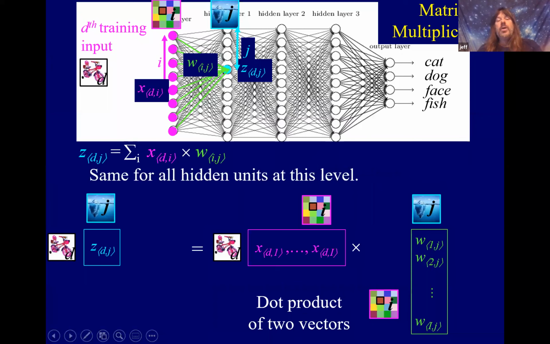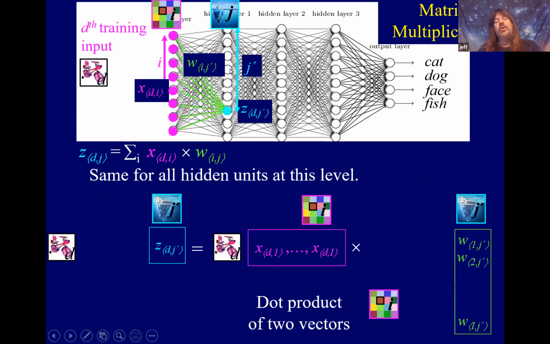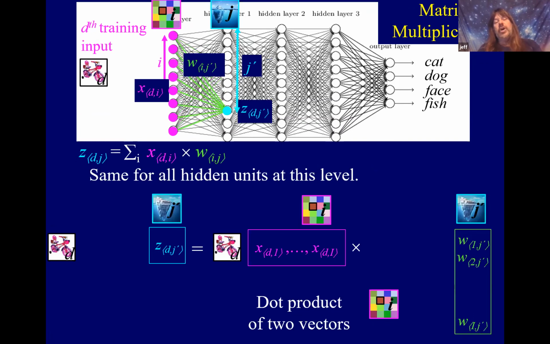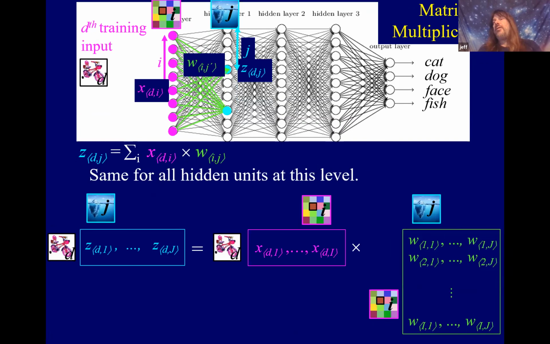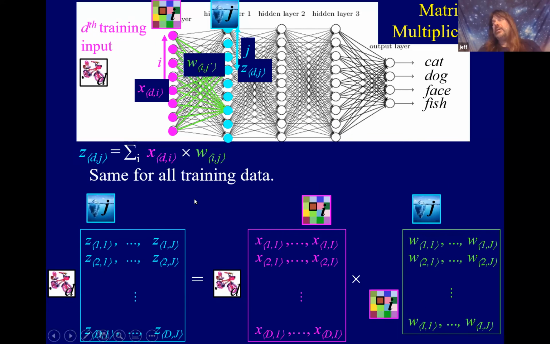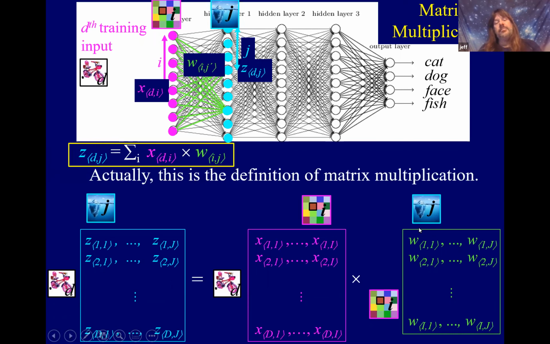All right, well, that's good. But now it's not just this one hidden node that we want to compute. We have many hidden nodes that we want to compute, and we like to do things in parallel. So we compute them all in parallel. And we're putting in this dth training data, but really there are many training data and we want to compute them all in parallel. And what you get here is these matrices.